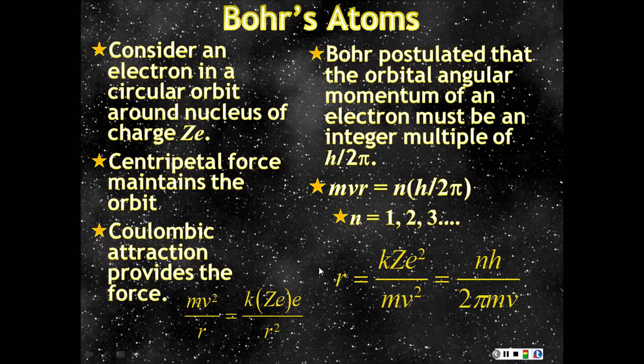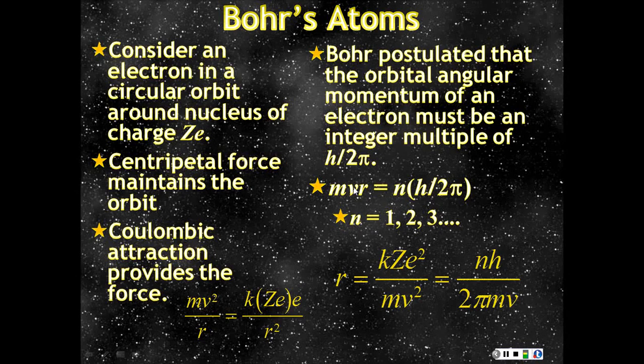And so now we've got mvr, and so we can plug this in to get our r out of here. So we've moved our r up here, we've moved our mv squared down there, so that's where this comes from. And now we know that mvr has got to be n h over 2 pi divided by mv, and so that's where this comes from. And so now we've got an equation that gives us, for an electron in an atom of atomic number Z, a relationship that gives us the radius of the orbit.